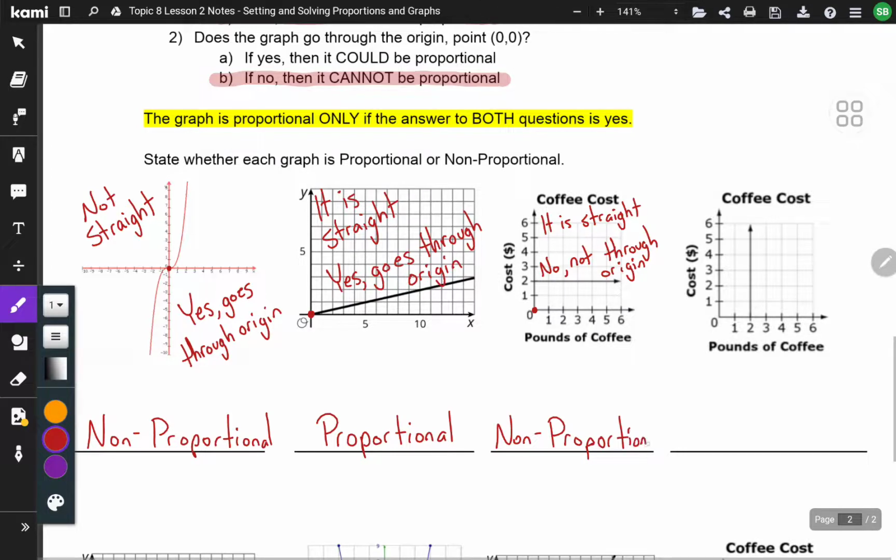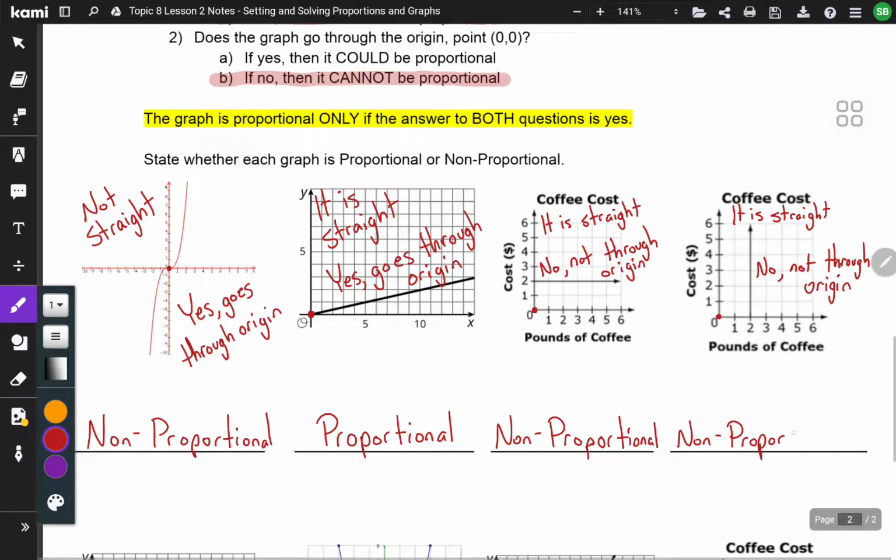Non-proportional. I can spell. All right, and then this last one, again, I ask, is it straight? It is straight. It is a straight line going right up and down. Does it go through that origin? That origin's down here in the bottom left corner. It is not. Now, be careful. The origin is not always in the bottom left corner. For example, in that first one, it was dead center. So just pay close attention to where 0, 0 is. So no, not through origin. I said no to question number 2. It is non-proportional.